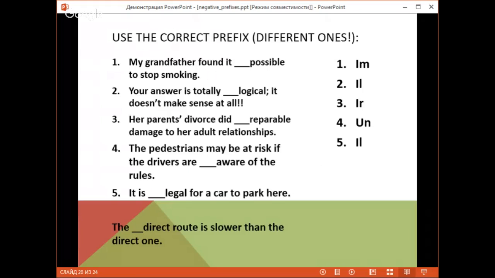Of course, it is illegal to park cars here. And the route was indirect. It's normal. Normally, indirect routes are slower than direct ones.